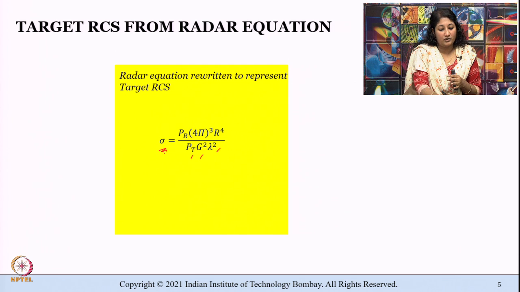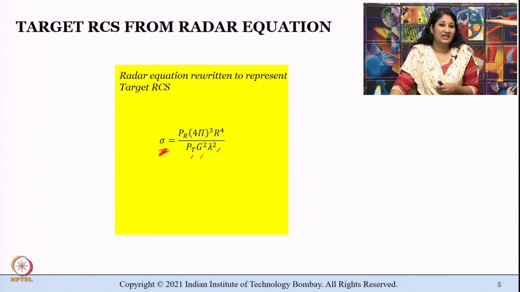Now, the radar cross section, or sigma, is the sole property that is dependent upon the target characteristics, the target properties, which means the radar cross section can be estimated by rearranging the terms of the radar equation, isn't it? From the radar equation, I have just rearranged the terms to represent it in the form of target radar cross section. Now, remember, for satellite borne radars, the targets are usually distributed targets rather than discrete targets.